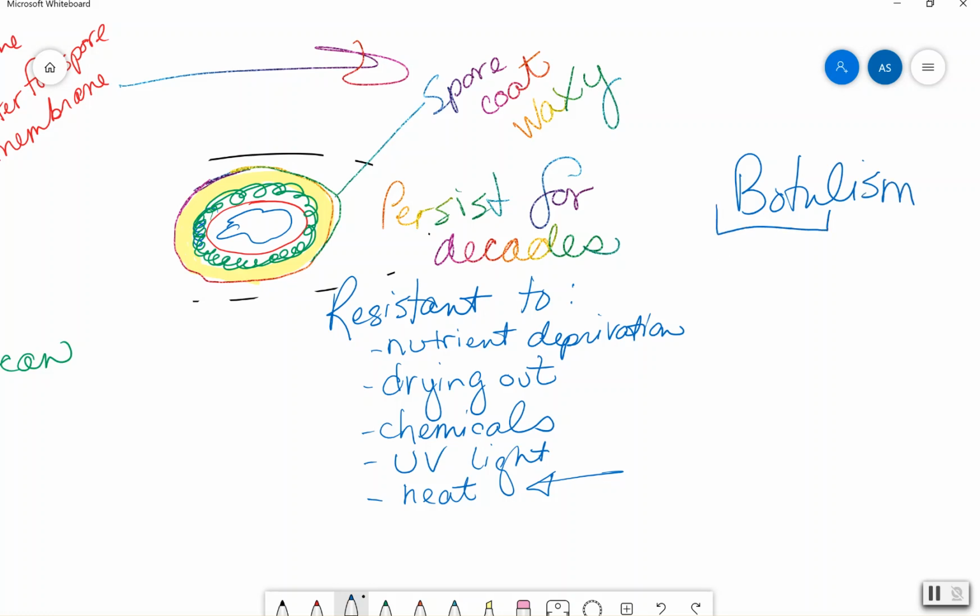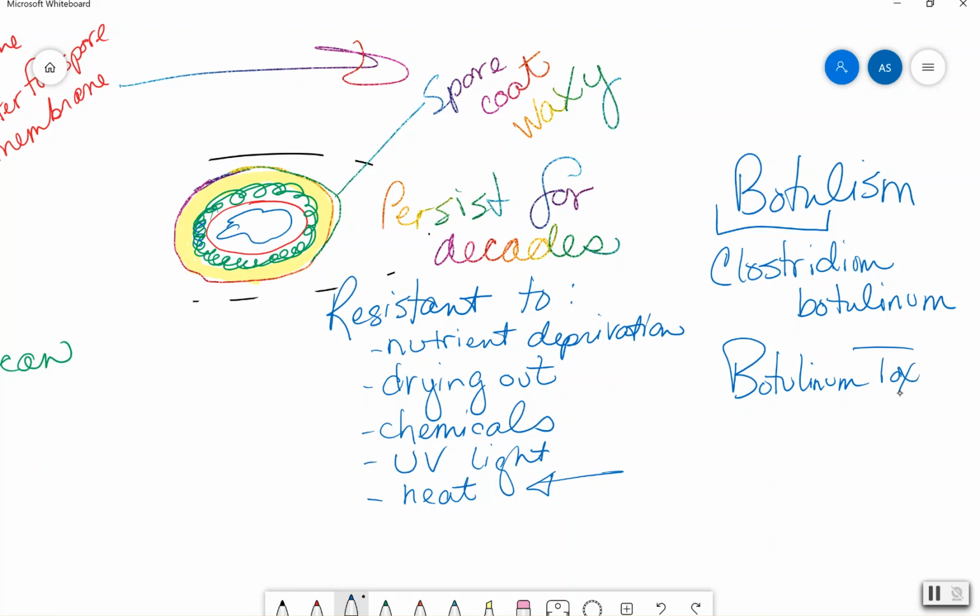So botulism comes from the bacterium Clostridium botulinum, which frequently contaminates canned goods. If this bacterium isn't killed during the canning process, it germinates inside the can, it grows, and it produces botulinum toxin, which causes flaccid paralysis. And if enough of this is ingested, it paralyzes the diaphragm, which prevents the victim from breathing, and then they suffocate to death.